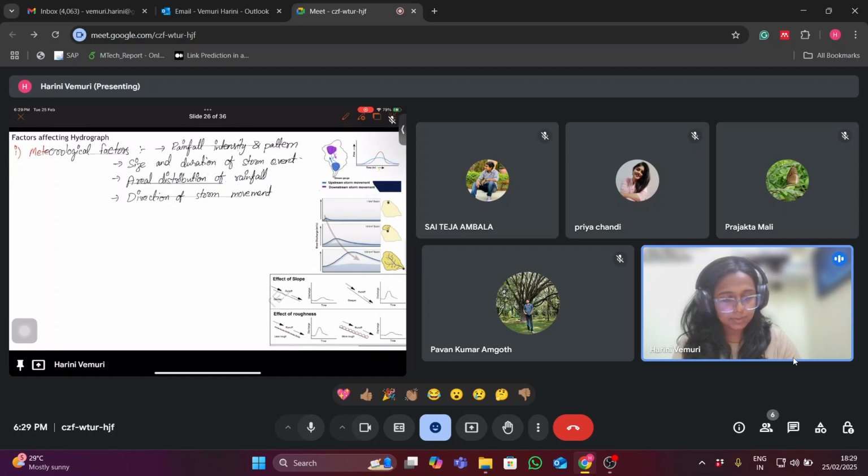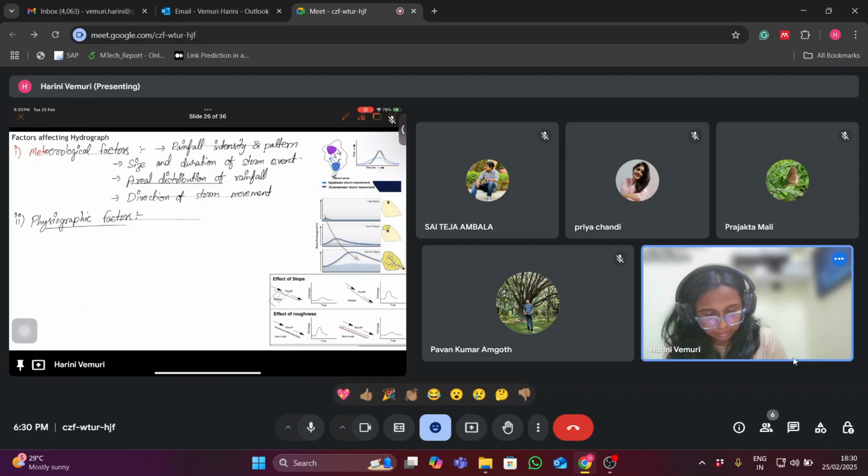Suppose we are trying to get the hydrograph at this point. If the storm moves downstream, then we observe a higher peak than when the storm movement is upstream. Here you can see this in the figure. Then we have discussed physiographic factors, like size and shape of the basin, and the drainage type, whether it is urbanized or forest cover, and then the slope of the land surface.